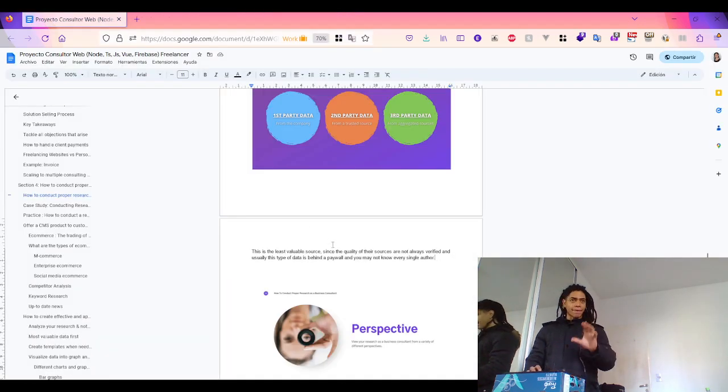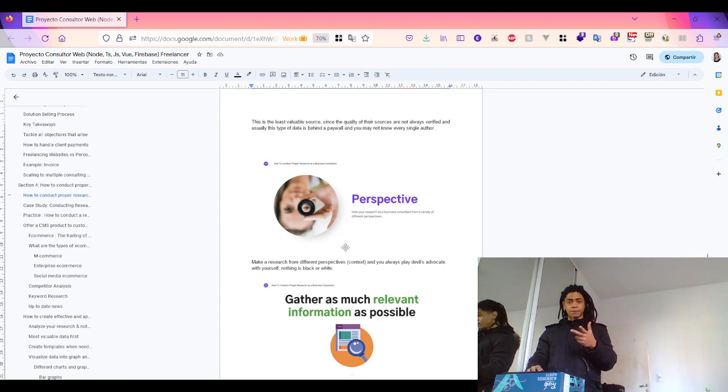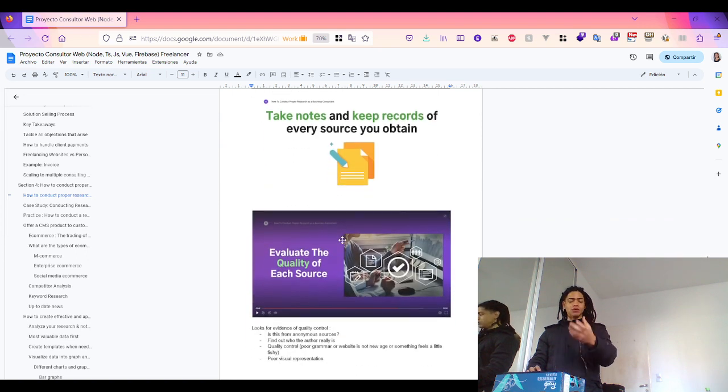So okay. Remember, a quick recap here is that when it comes to conducting research, you have to see things from different perspectives and gather as much relevant information as possible. Take notes and keep a record of every source you obtain. Crucial. Evaluate the quality of those sources, and don't forget to circle back with the client, or with yourself if you're conducting that research.